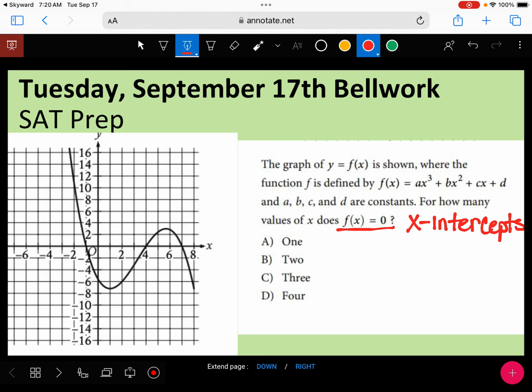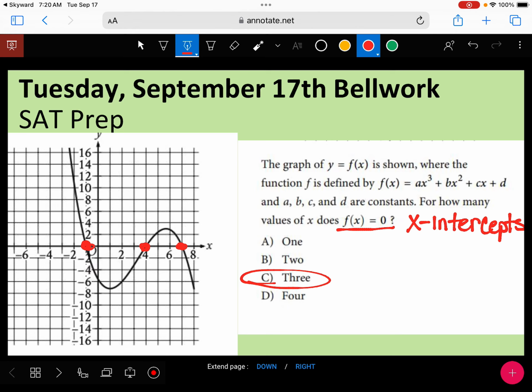So who would say A, there's 1? Who would say B, there's 2? Who would choose C for 3? Exactly, good. Because we got 1, 2, 3. So the answer is C. Very, very simple question.